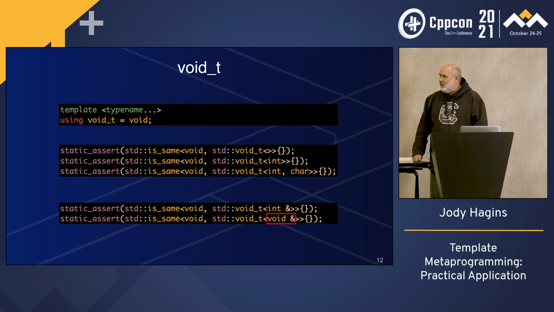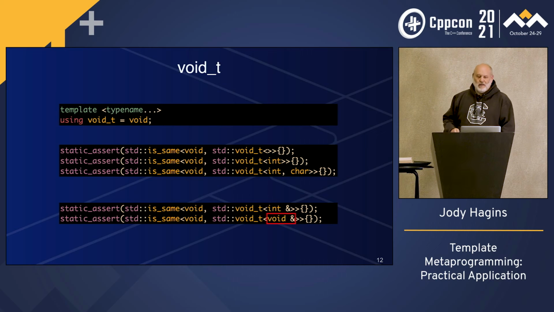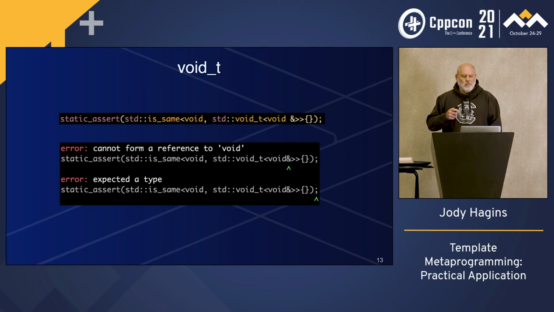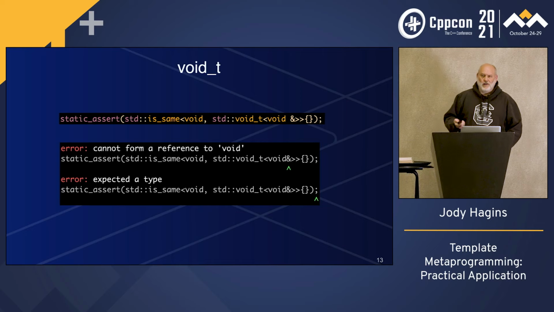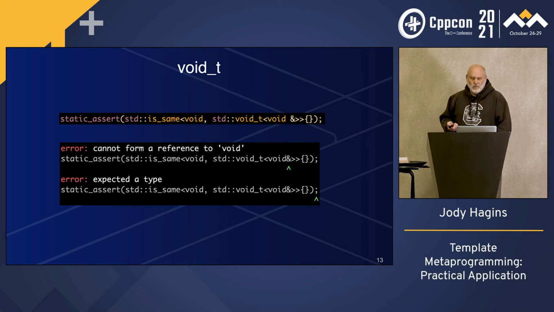But what if we give it a reference to void? As we know, a reference to void is invalid. So we're going to get a hard error in that static assert because we got a failure. Reference to void is illegal. And so we get a hard failure. So remember this because we're going to see it again really soon.